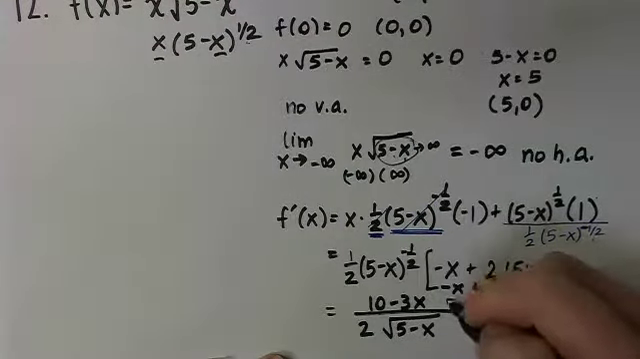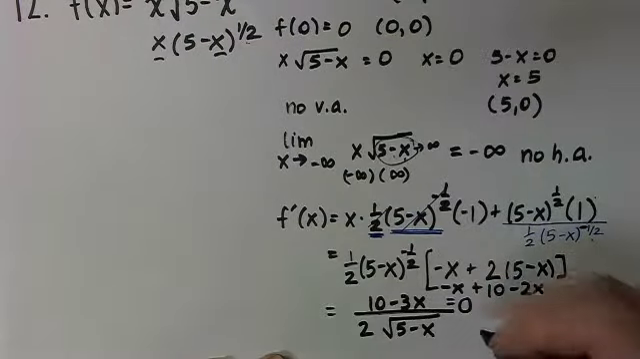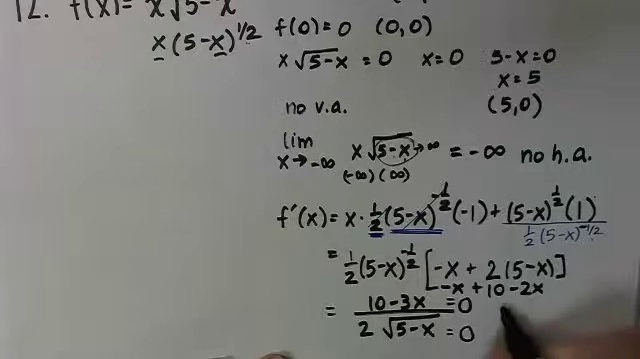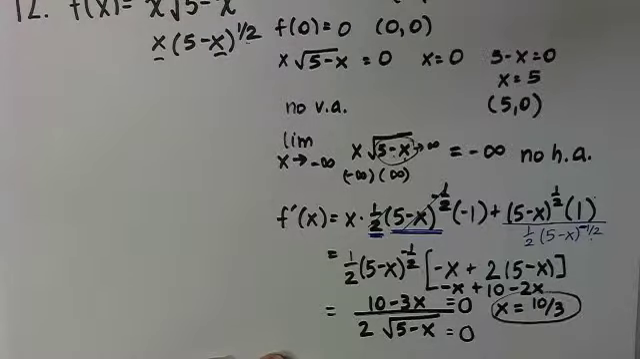Critical numbers occur where the derivative is 0, so that's where the top is 0, and where the derivative doesn't exist, which is when the bottom is 0. So we've got a critical number at 10/3, where the derivative is equal to 0, and a critical number at 5, where the derivative doesn't exist.